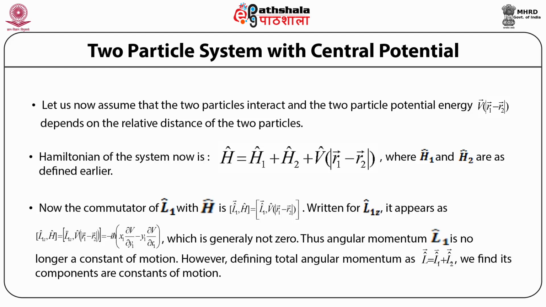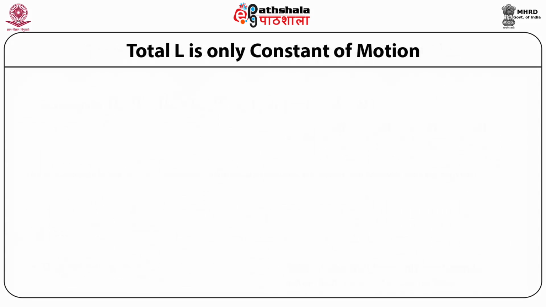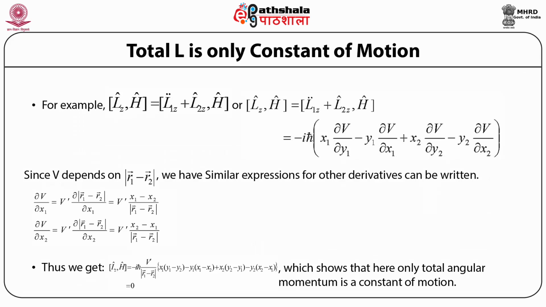However, if we define the total orbital angular momentum of this combined system as operator L equal to operator L1 plus operator L2, where operator L1 corresponds to the orbital angular momentum operator for particle 1 and operator L2 corresponds to the orbital angular momentum operator for particle 2, we find that its components are constants of motion. So let us look at this through an example.